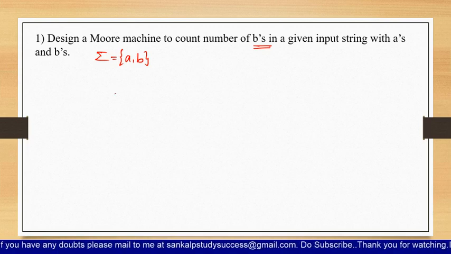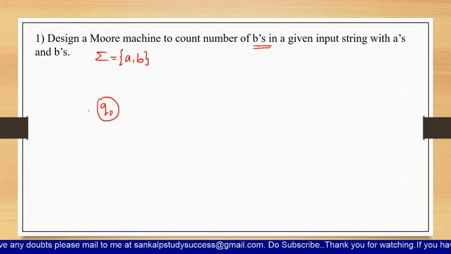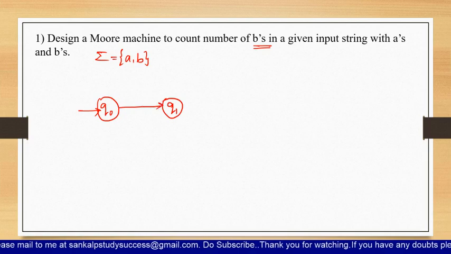Let us draw the diagram first, where q0 is the initial state and we have to count the number of B's. If a B goes from q0 to q1, the output will become 1, because for each and every B we are counting each and every 1. That means here we have applied B.